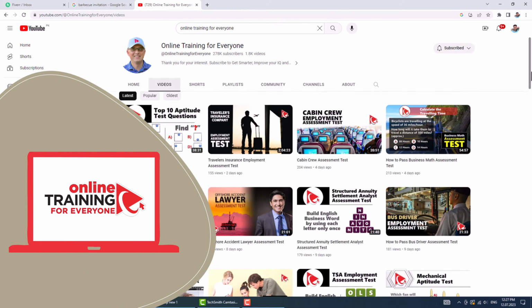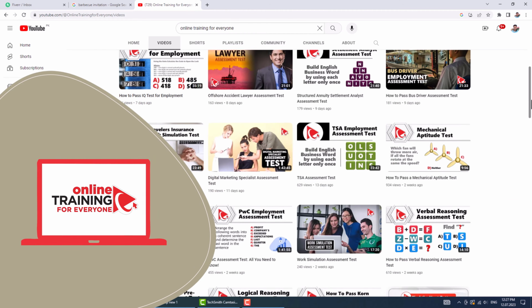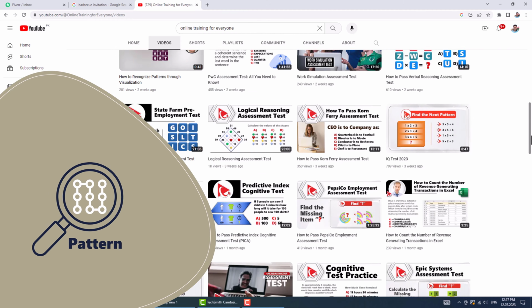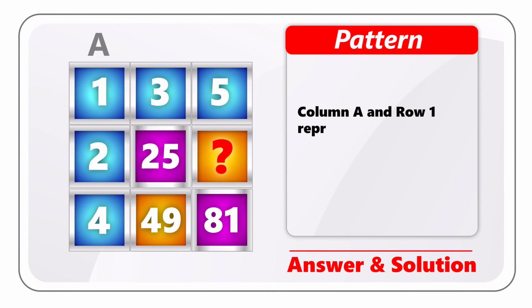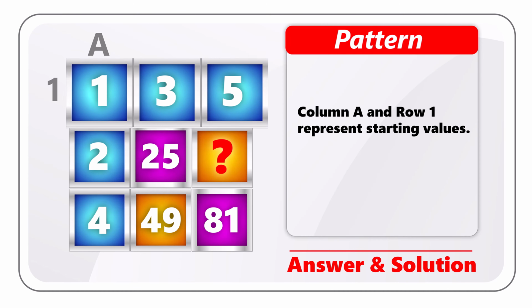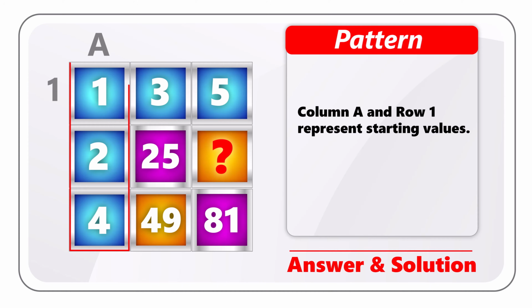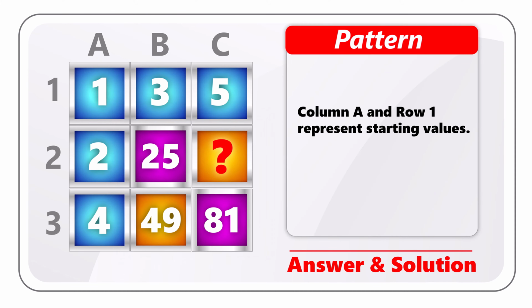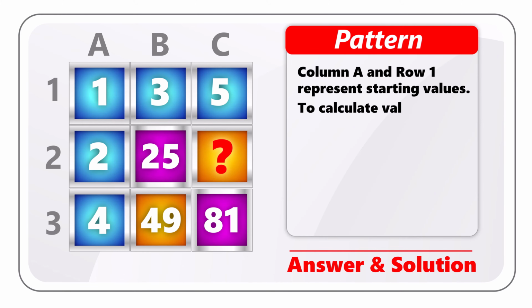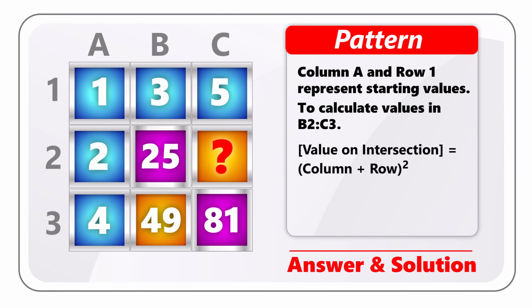If you are a frequent visitor or subscriber to this channel, it probably doesn't come to you as something new that you need to recognize the pattern. So I think the pattern here is that both column A and row 1 represent starting values that are used in the calculations. For row 1, the starting values are 1, 3, and 5, and for column A, the values are 1, 2, and 4. The values in the range of B2 through C3 are calculated values, and the value at the intersection of column and row is calculated as the sum of the column and row starting values, squared.